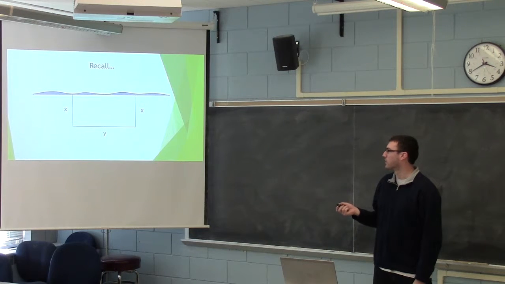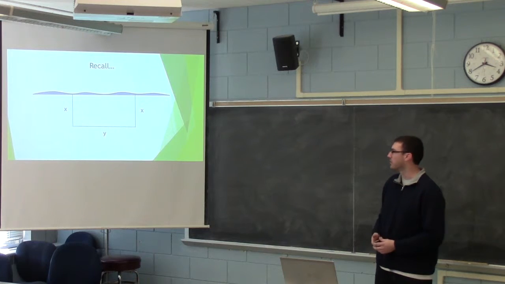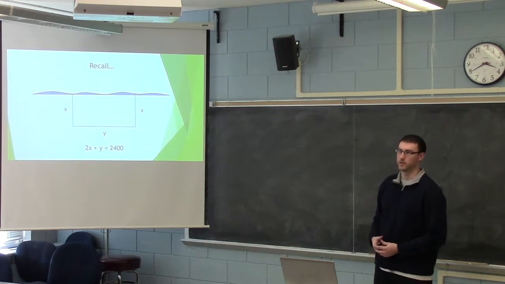And we know that our perimeter is 2,400 feet, that's just the length of our fence. And recall that's kind of what our diagram looks like with our x's and y's there. And remember, there's no fence along the river. So our perimeter would be 2x plus y equals 2,400, the length of our fence.